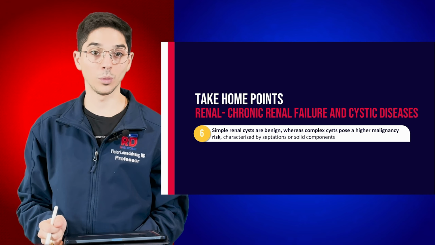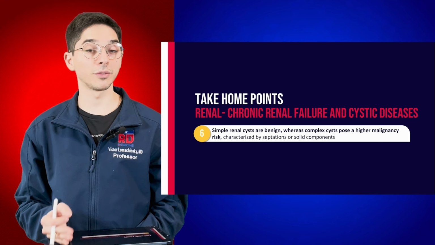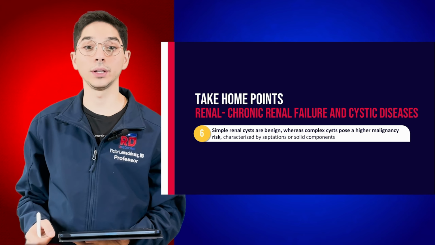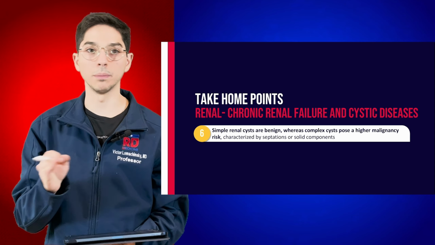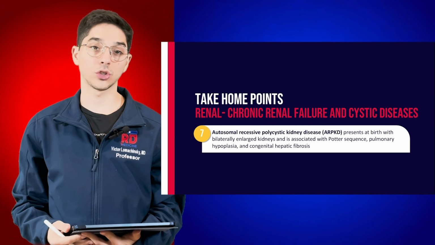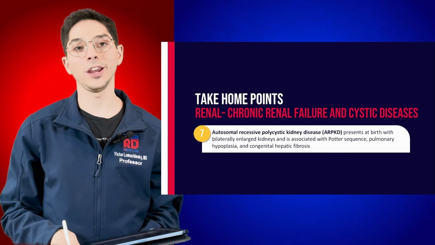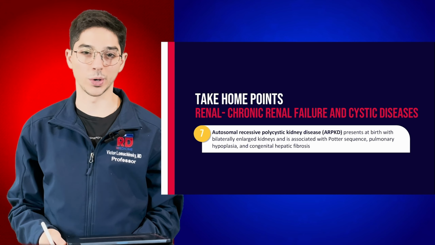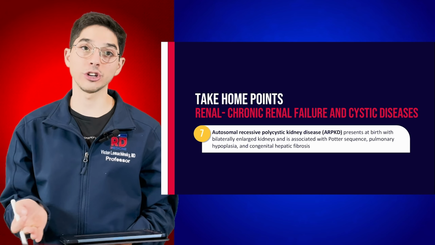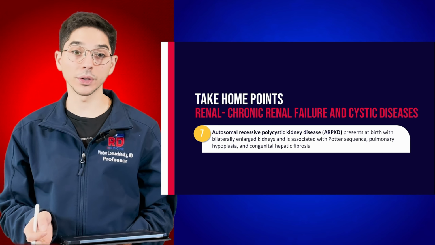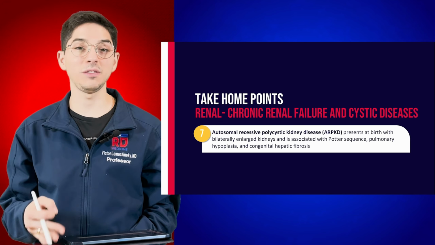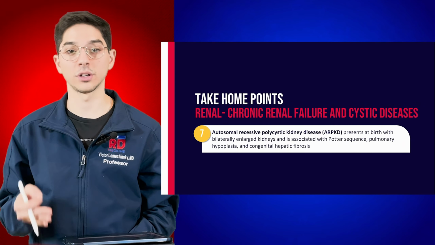Those are benign, whereas complex renal cysts would pose a much higher malignancy risk. Cysts can be considered complex when they have septations or solid components, meaning heterogeneity within the cyst. Next, we're talking about autosomal recessive polycystic kidney disease, or ARPKD. Remember, this presents at birth, and it's really bilaterally enlarged kidneys, which are associated with Potter sequence, pulmonary hypoplasia, and congenital hepatic fibrosis. This can be deadly even in utero, a very severe condition.